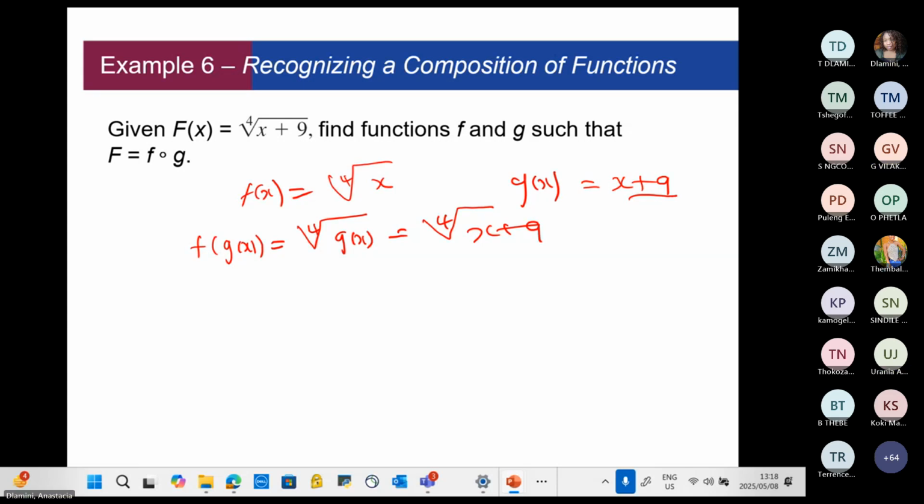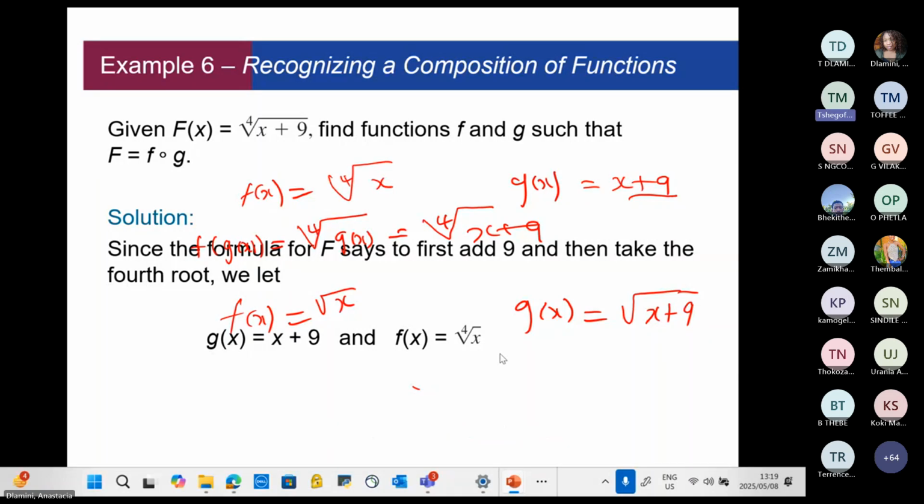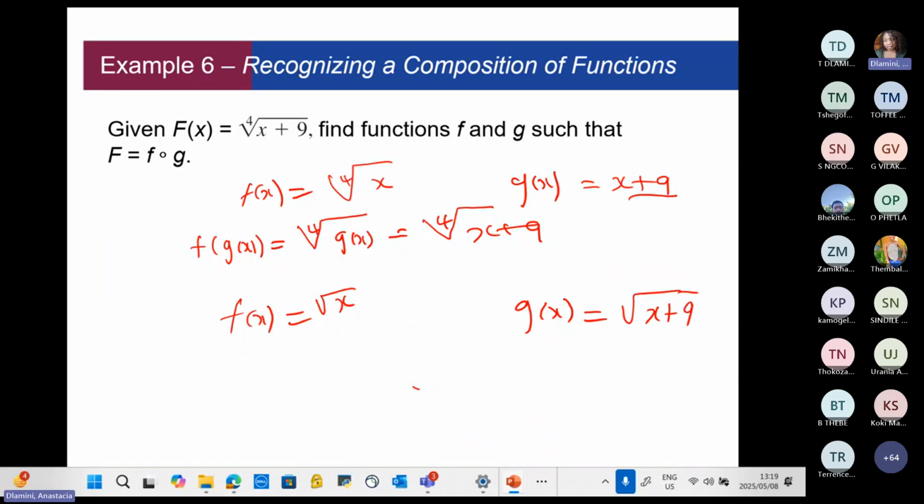Yes. I was thinking of the square root. So for f of x, we can say it is the square root of x. And then for g of x, you can say it's the square root of x plus 9. Okay, this one I didn't think about. Let's see. This one sounds nice. So f of g of x, then we know it's the square root of g of x, which is then the square root of the square root. Wow, well done.